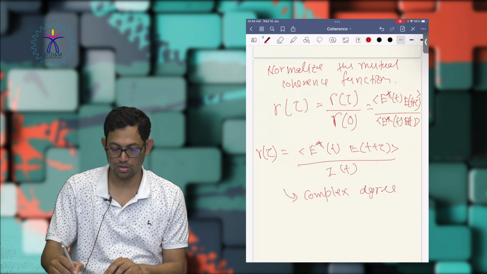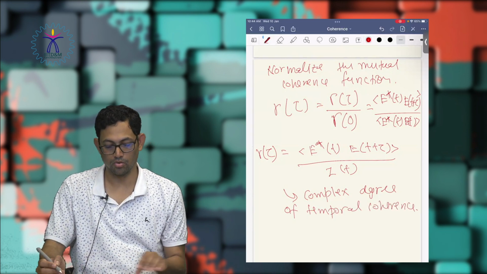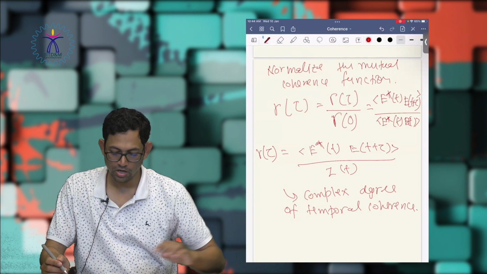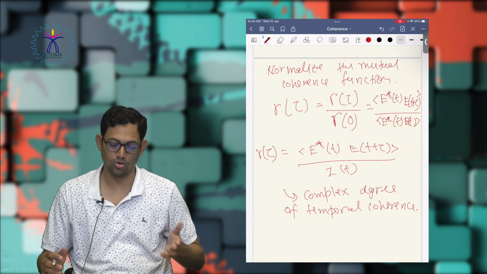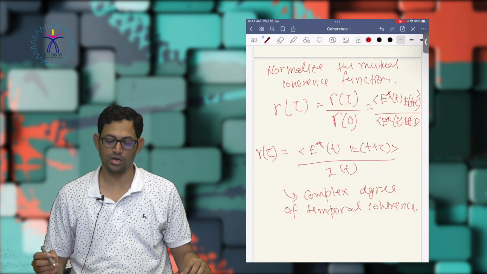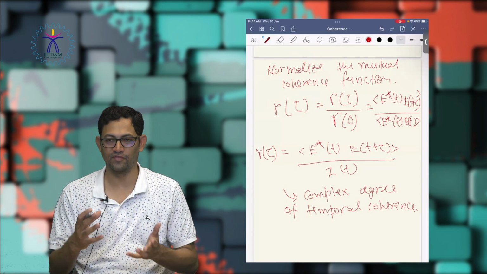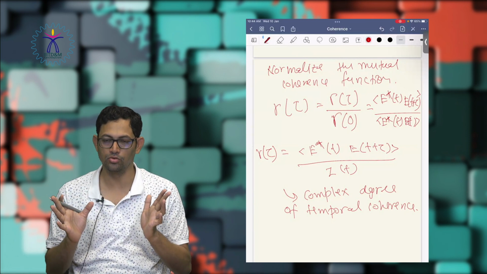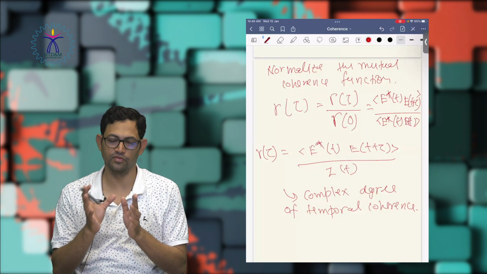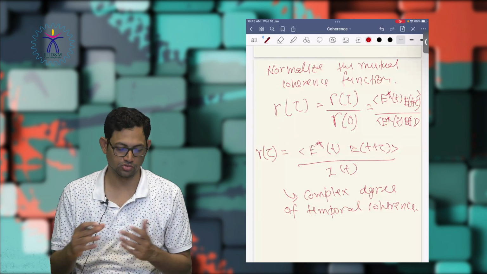complex degree of temporal coherence. Okay. So this is what is defined as a complex degree of temporal coherence. Now later on we will find how you can define the temporal coherence time. So how much time can we say that the wave could be coherent? That is the tau c that we will actually define.